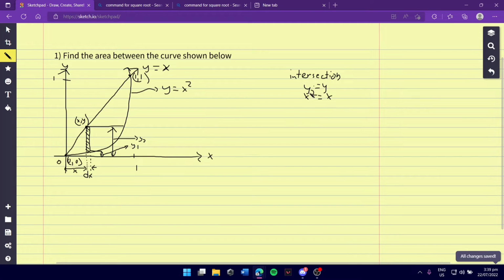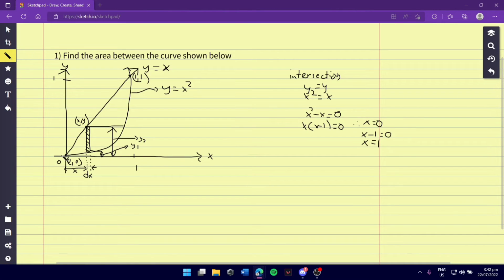We will put it on the left side, so it will become negative. Then this will be equal to 0, and then factor out x. It will be x times (x minus 1) equals 0. Therefore, x equals 0. And x minus 1 equals 0, so x will eventually become 1.